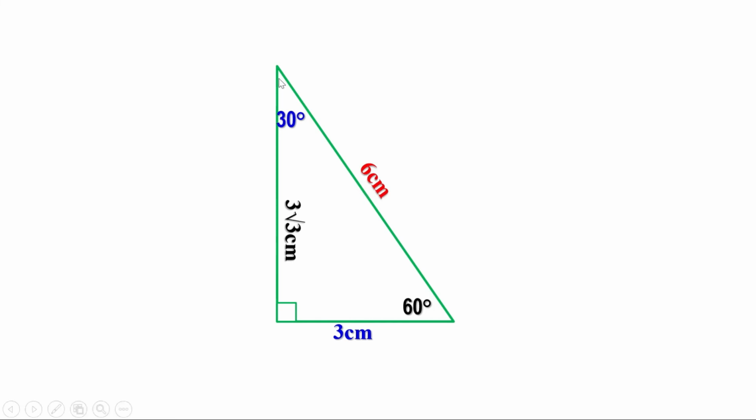Which is the smallest angle among these three? 30 degree. Which is the shortest side among these three sides? 3 centimeter, right? And you can see the shortest side is opposite to the smallest angle. Now look at the largest angle, that is 90 degree, which is the longest side? 6 centimeter or the hypotenuse. And you can see the longest side is opposite to the largest angle. That means in a triangle, the shortest side is opposite to the smallest angle and longest side is opposite to the largest angle.